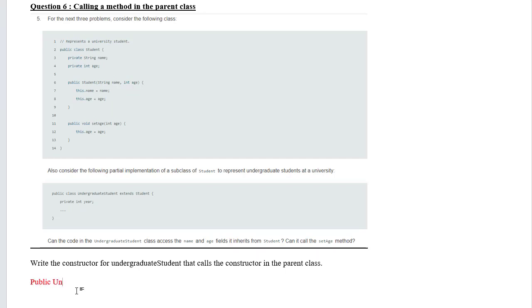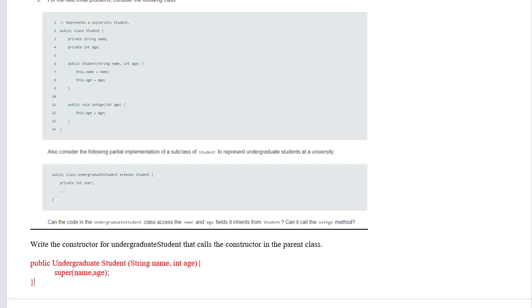Public undergraduate student, you must at the minimum have a string and an int. It does not have to be the same names. To call the parent class, you're going to write super and go ahead and send name and age. And this code would satisfy the question. So this is the minimum. By the way, there could be more in this constructor and still call the super.